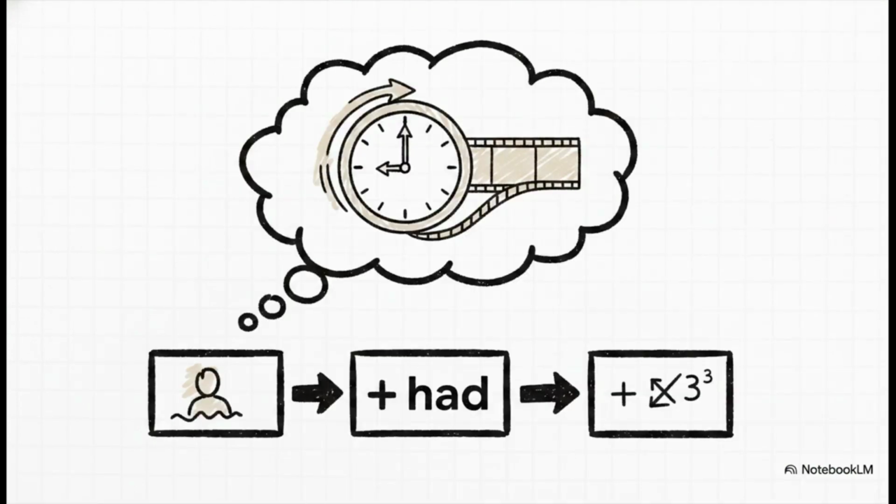And the structure here is another simple little formula. You just use had, which is awesome because it works for every single subject. I, you, she, they, all of them. And you follow it with the past participle, or what you might know as the V3 form of the verb.